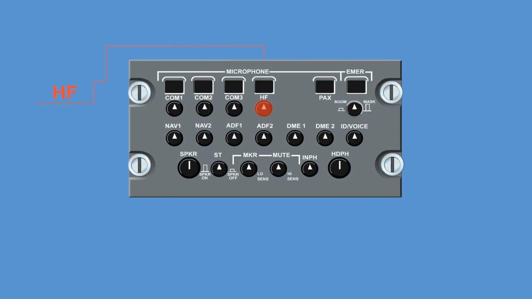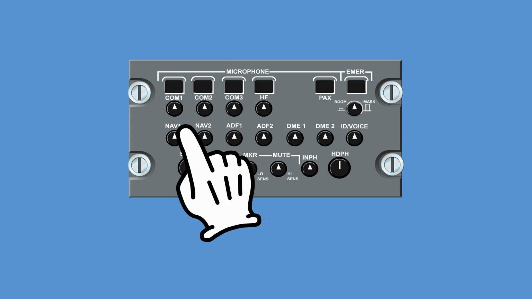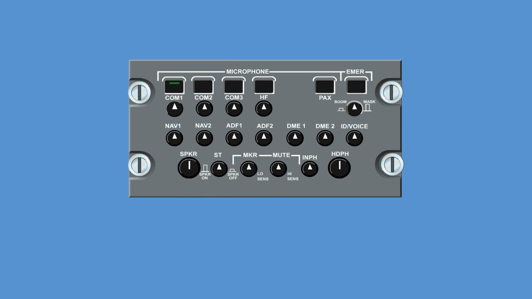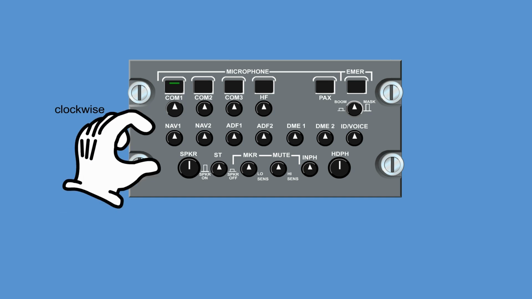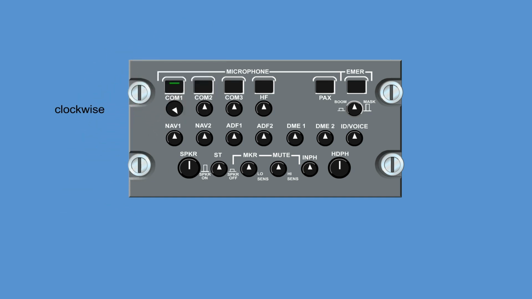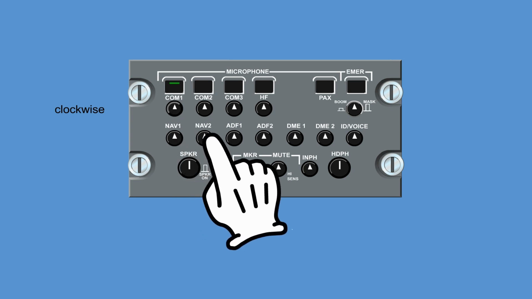The COM, HF, NAV, ADF, and DME audio control functions as an audio connect-disconnect switch and a volume control. The audio is connected and the volume can be adjusted when the control is in the unlatched position, and the maximum volume level is at the full clockwise position. The audio is disconnected from the on-side speaker and/or headphone when the control is in the latched position.